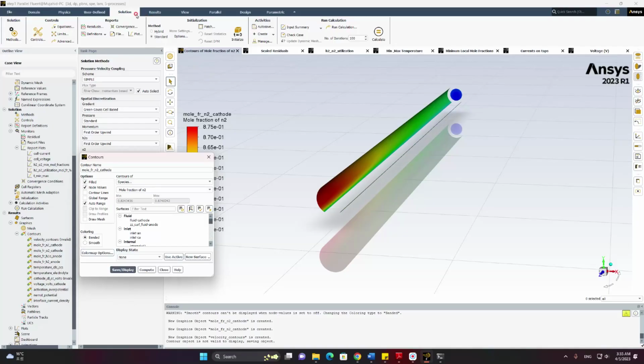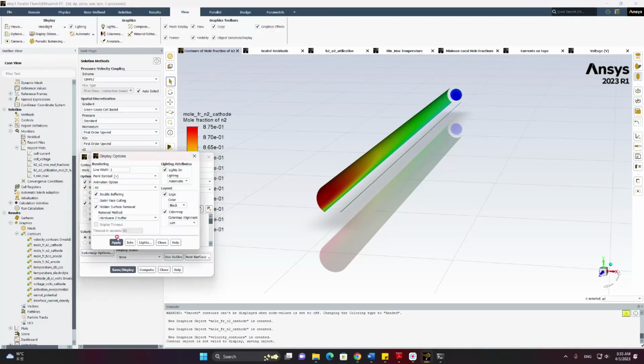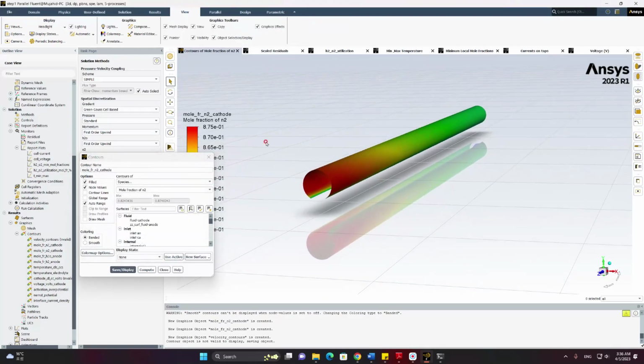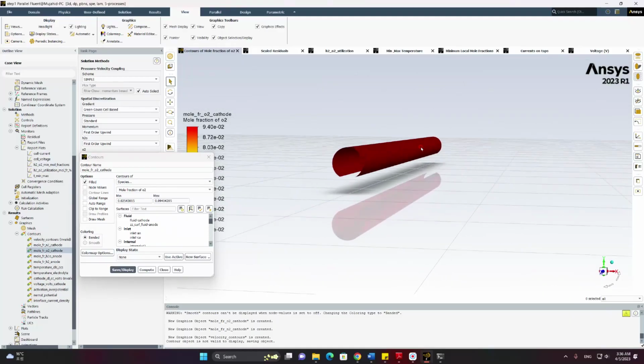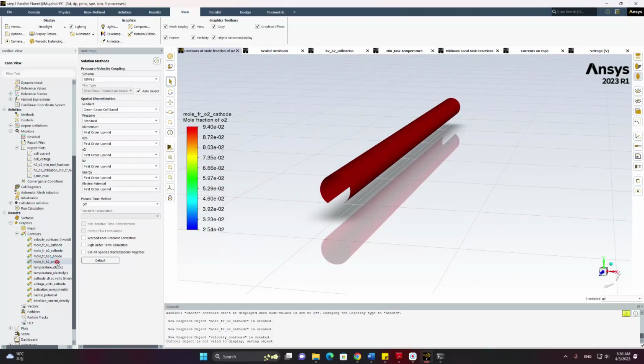and you can see different contours. Right now we should disable the outer wall culling, and you see the mole fraction of nitrogen, mole fraction of oxygen is abundantly available throughout.